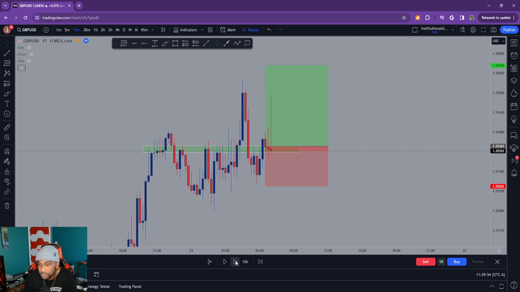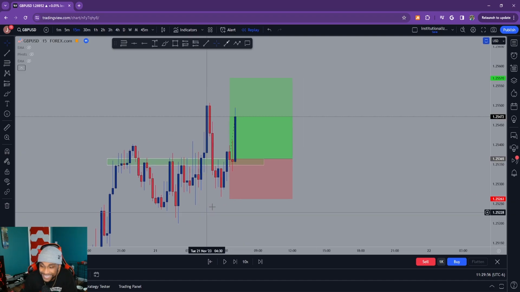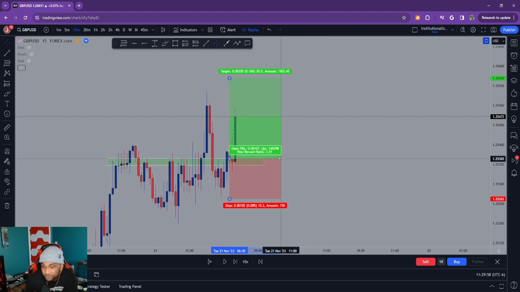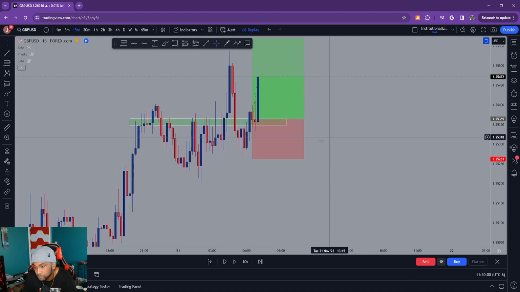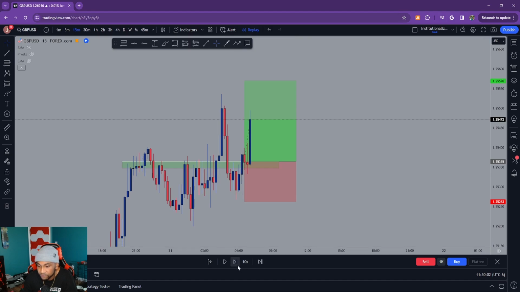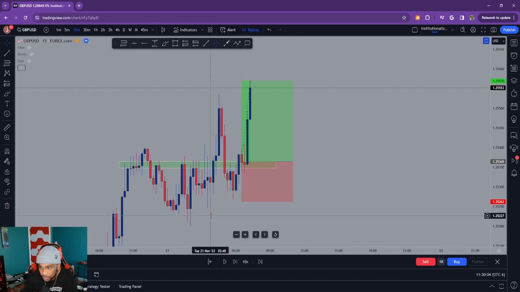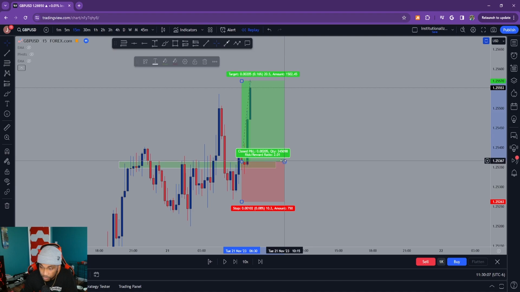So another thing that's a good sign is something that looks like that. A nice engulfing candlestick after your entry is always a good sign. And that's what I got. And after this, pretty sure, boom, price hit TP, and we were out of the trade.